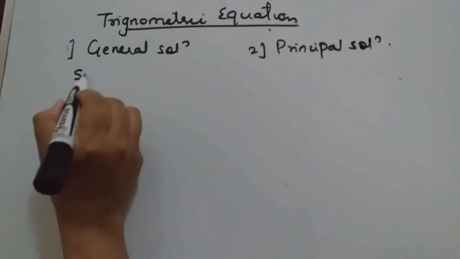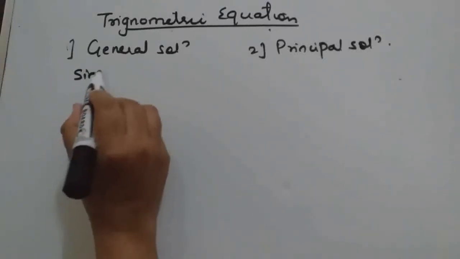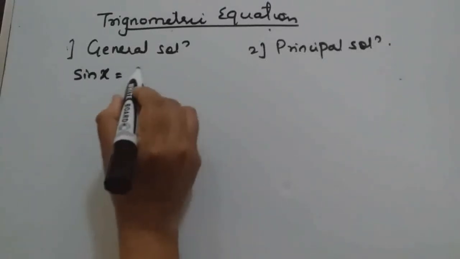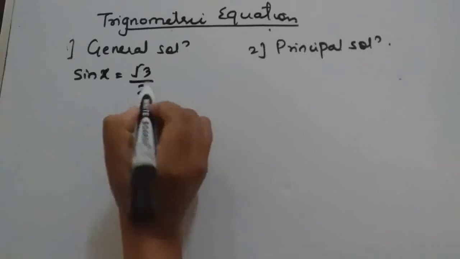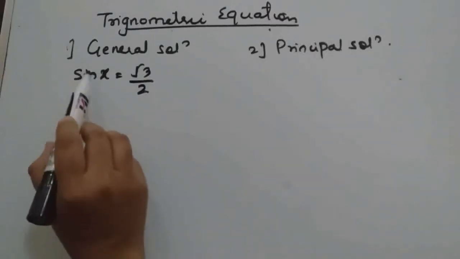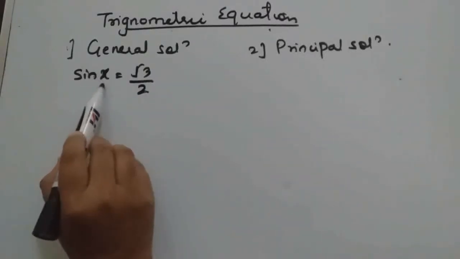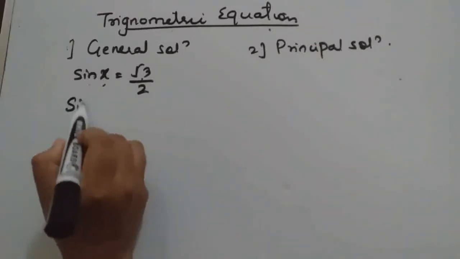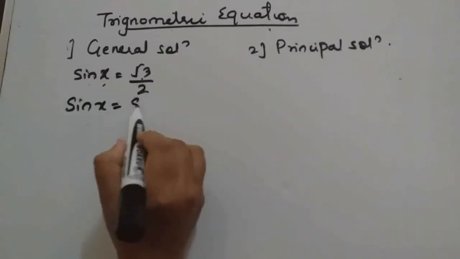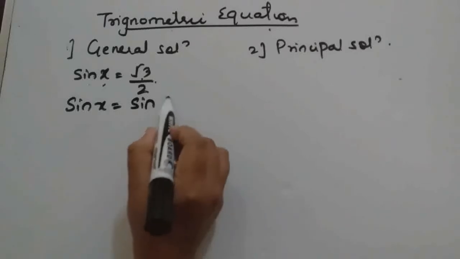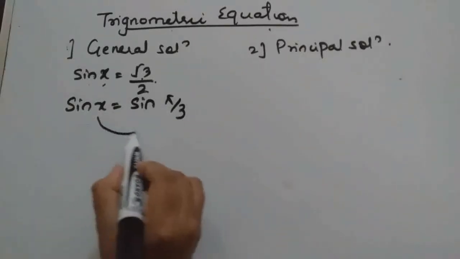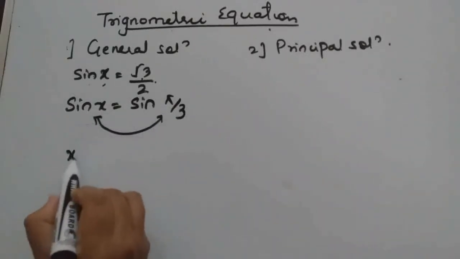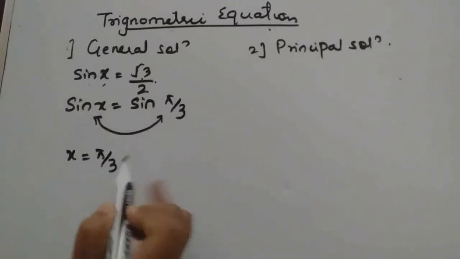Now consider one example, sin x is equal to root 3 by 2, suppose. Solving a trigonometric equation means we have to find the value of x. So for what values of x is the sin x value root 3 by 2? We know what we will do here. Root 3 by 2 is what? Sin 60, that is pi by 3. So after equating, we can get the x value pi by 3, isn't it?